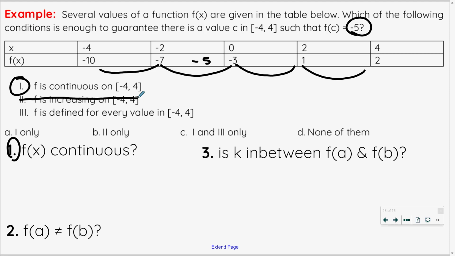So which of the following is enough to guarantee it? This is true. We need this to happen, but because it's continuous, that means it exists. So really all we need to have is option A, number 1. That's all we need to guarantee.